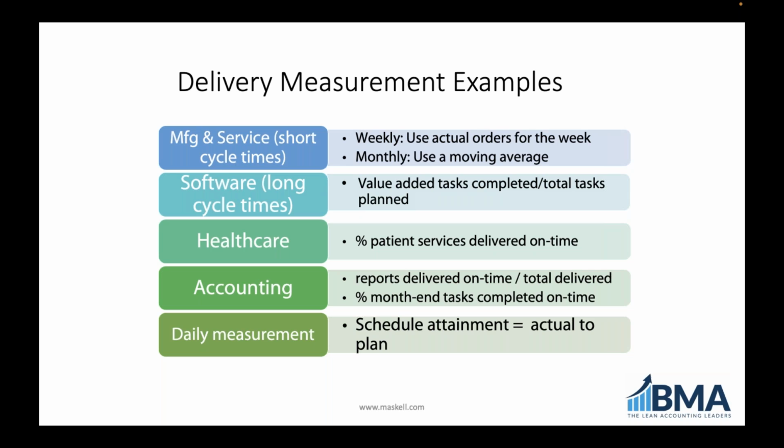for on-time delivery? As I mentioned, software is an example of long cycle times. You might have this also. There's manufacturing operations that have long cycle times. So what are the value-added tasks that were completed, the number of tasks completed over the total tasks that were supposed to be completed?